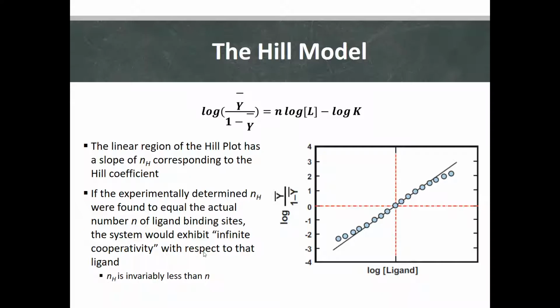So just to give you a little bit more information, under some circumstances, you can actually tie your Hill coefficient to the number of ligand binding sites. Okay, so the limitation here is that your Hill coefficient is always going to be less than your number of binding sites. You can approximate the number of binding sites that ligand is occupying, but it's not going to tell you how many sites you actually have. But that is only applicable under certain conditions.